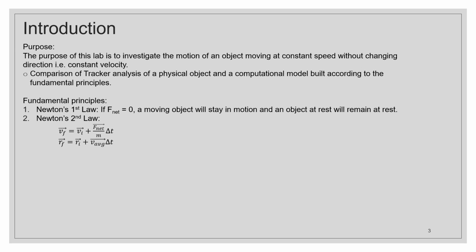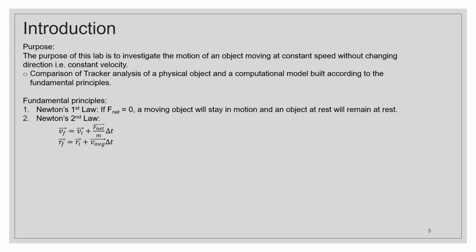The purpose of this lab is to investigate the motion of an object moving at constant speed without changing direction. I will do so by comparing the tracker analysis of the motion of a physical object and the predicted motion from a computational model built in Glowscript according to the fundamental physics principles. These are Newton's first and second law.